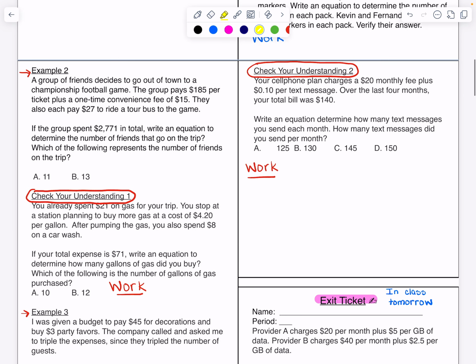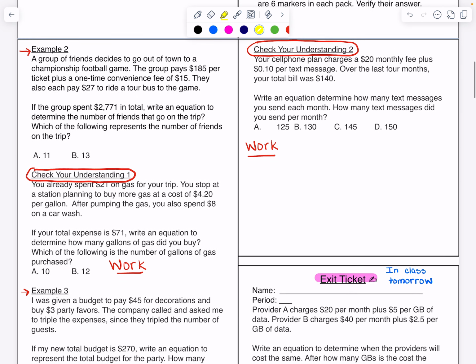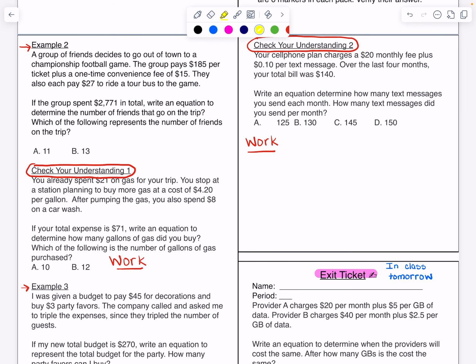Then on the back side of this paper, we have example 2. That is one that I'm going to do with you. Now we get down to where it says check your understanding. When you see check your understanding, that is something that I want you to try on your own. If you get stuck, put a question mark there. Write down what your question is, bring your question to class, and then we'll go over that.